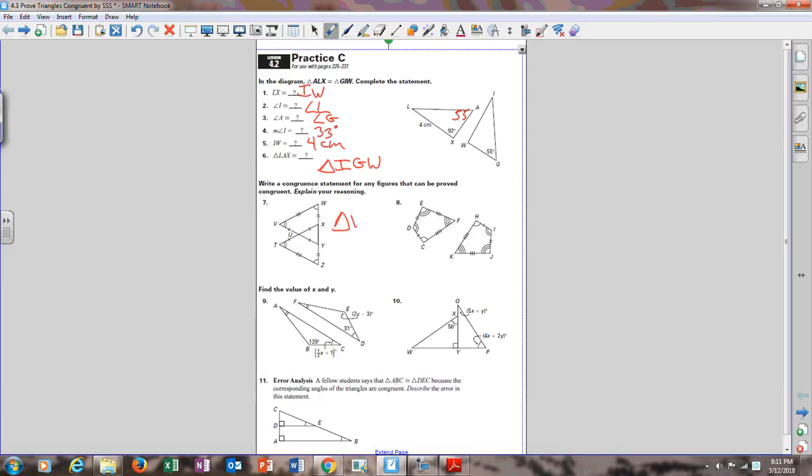So you can say that the two triangles are congruent. We say triangle WVY is congruent to triangle ZTX. And that's it.